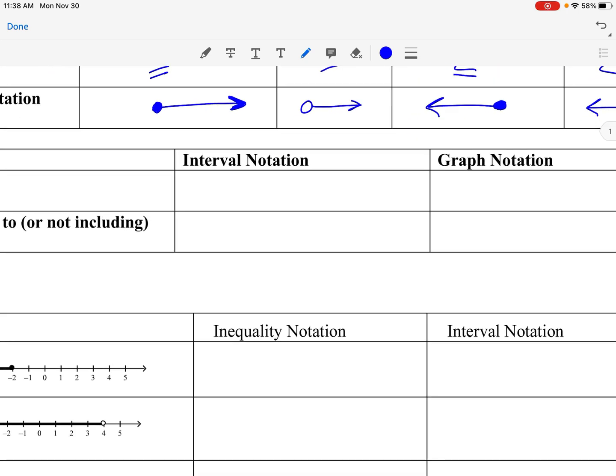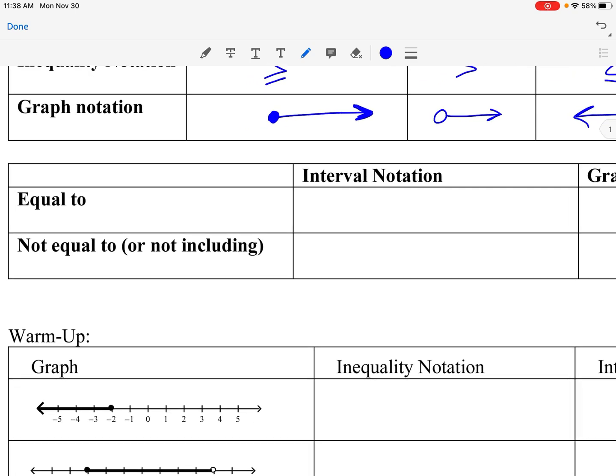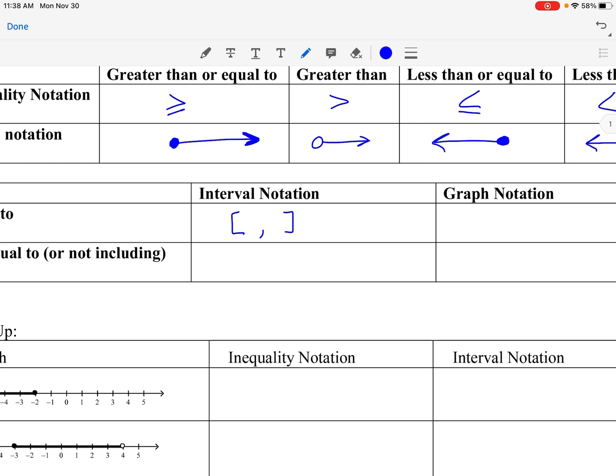Okay, and then we'll be using inequality notation, but we'll also be using interval notation. When we have equal to numbers, so if our set is all of the numbers between 3 and 4, including 3 and 4, we use brackets. So it's brackets, your lowest number first, comma, your highest number, and then a bracket if you have equal to on both sides. On the graph notation again, it's a closed circle. Anytime it's an equal to, we use closed circles.